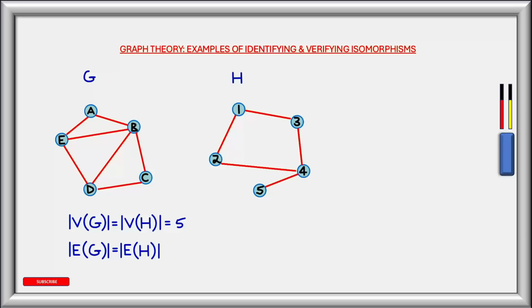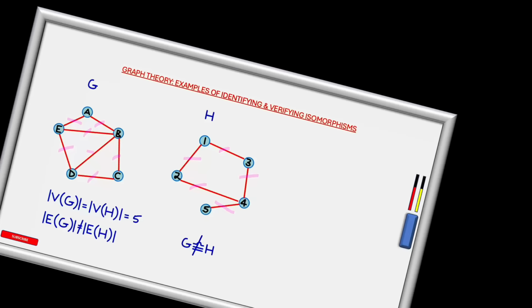And now moving on to the number of edges in each graph. In graph G we have 1, 2, 3, 4, 5, 6, 7. And in graph H we have 1, 2, 3, 4 and 5. And so the number of edges in each graph is not equal. And so in this case, there is not an isomorphic relationship between graphs G and H.